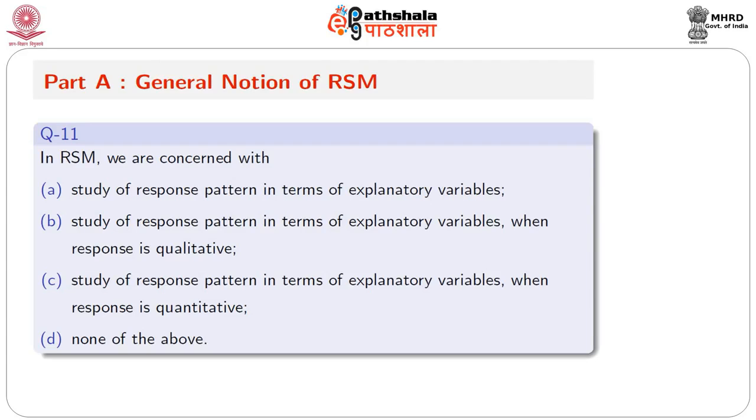The next one is, in RSM we are concerned with the study of response pattern in terms of explanatory variables, or a study of response pattern in terms of explanatory variables when both response and variables are qualitative, or a study of response pattern in terms of explanatory variables when response is quantitative but explanatory variables are qualitative, and none of the above. There, of course, we are deviating from the definition. So naturally, none of the above. That is the best thing.